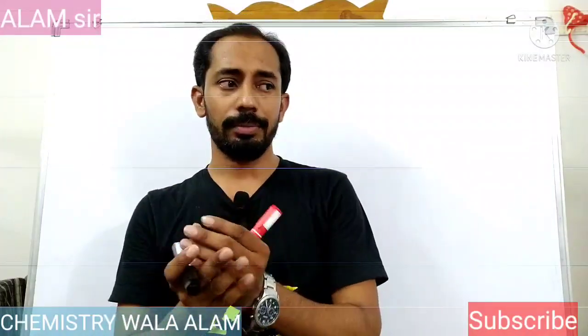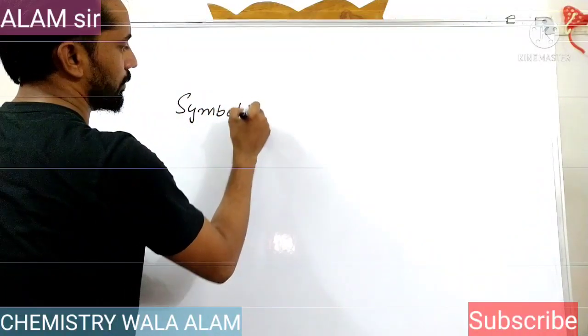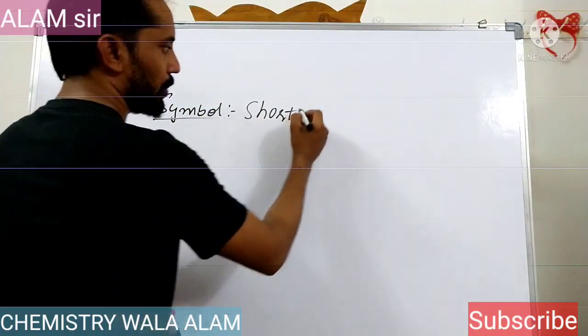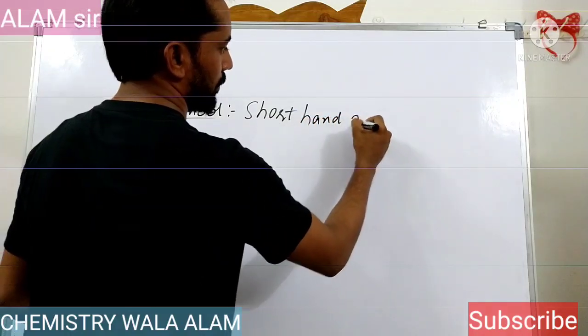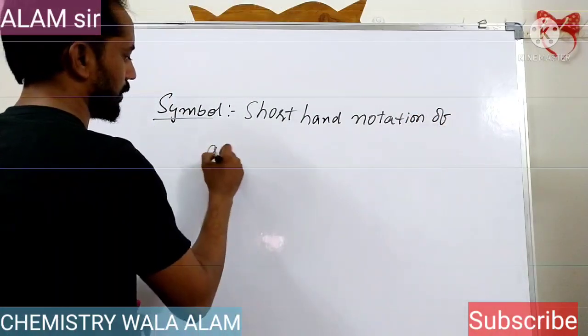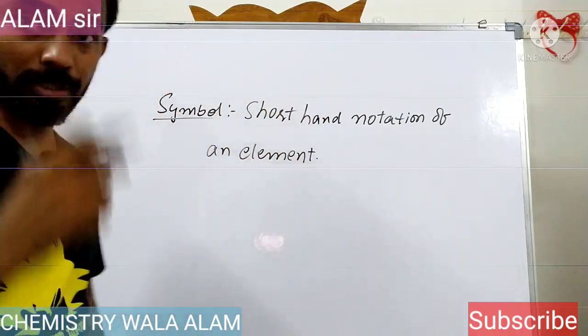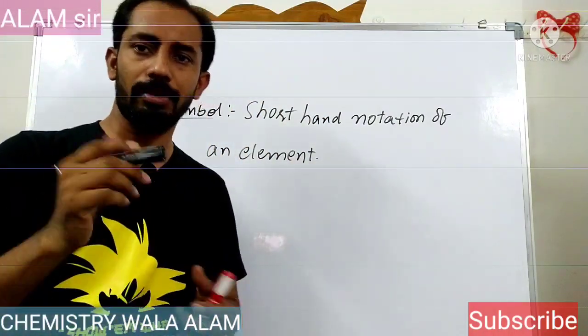Because in chemistry every time we are using element names and compounds. So instead of writing the complete name, we just write the symbol. A symbol can be defined as a shorthand notation of an element. Shorthand notation of the element is called a symbol.